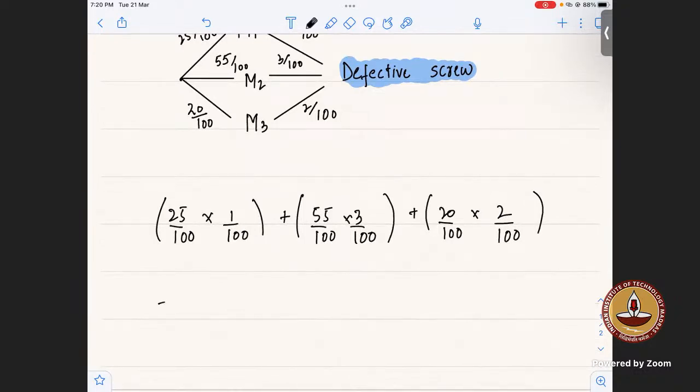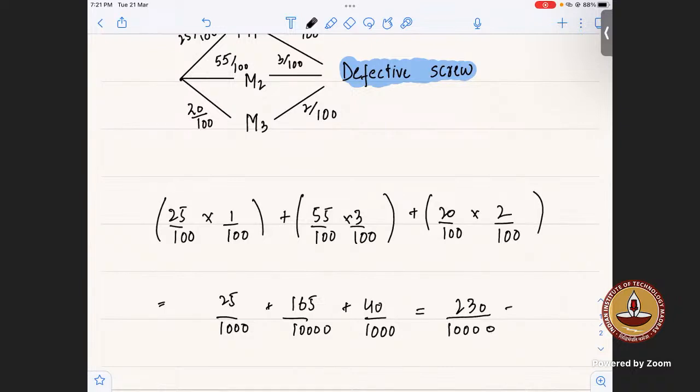Now, solving this, it will be 25 over this, I think 165 over this, and this will be 40 over. Now, when we solve this, just a moment. 25 plus 165 plus 40 comes out to be 230, right? And divided by the denominator. When we solve this, it is obviously going to be 0.023. Yeah, so that is the solution for this question.